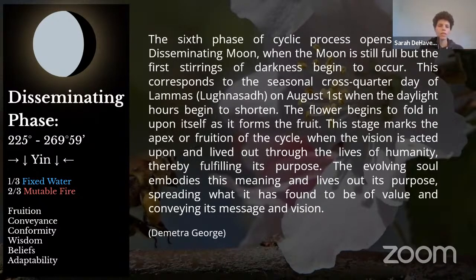The 6th phase of the cyclic process opens at the disseminating moon, when the moon is still full, but the first stirrings of darkness begin to occur. This corresponds to the seasonal cross-quarter day of Lammas on August 1st, when the daylight hours begin to shorten. The flower begins to fold in upon itself as it forms the fruit. The stage marks the apex or fruition of the cycle, when the vision is acted upon and lived out through the lives of humanity, thereby fulfilling its purpose. The evolving soul embodies this meaning and lives out its purpose, spreading what it has found to be of value and conveying its message and vision.